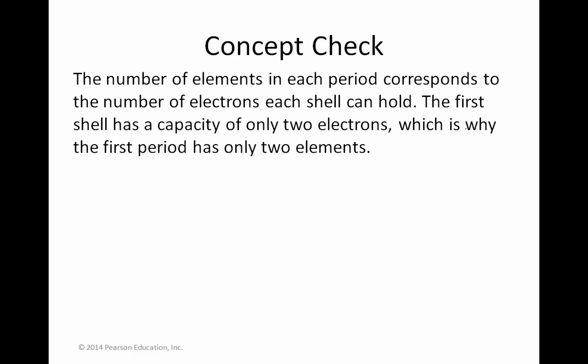Okay. So the number of elements in each period corresponds to the number of electrons each shell can hold. The first shell can only hold 2 electrons. That's why the first period only has 2 elements, and that's also why your first shell, your principal quantum number, only has an s subshell, because it can only hold 2 electrons.